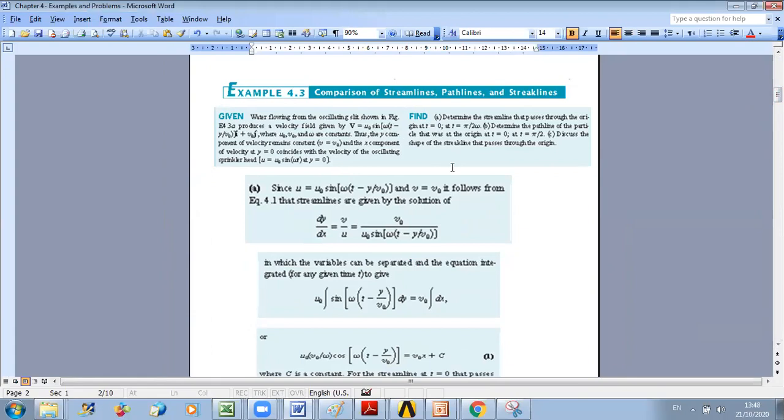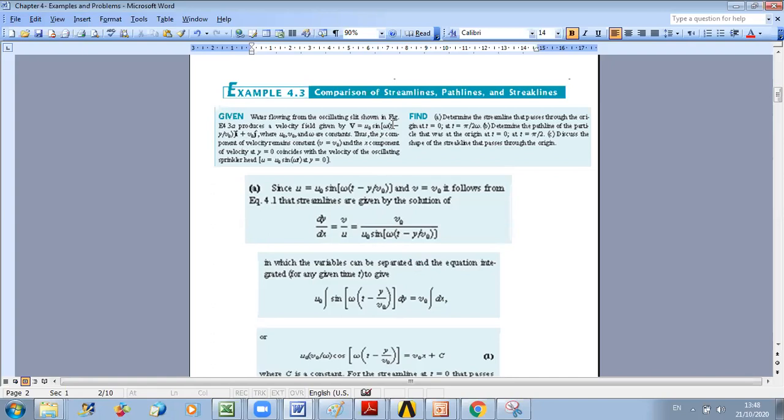Yes. Okay. So we are given a flow where the velocity field is v equals u0 sine of omega t minus y over v0 along i, plus v0 along j, where u0, v0, and omega are constants. And as you can see here, you have time. In the previous example we did, we didn't have time, so it's a steady state application. In this example here, we have variation with time, so it's a transient flow field.